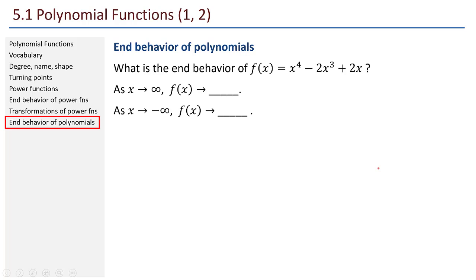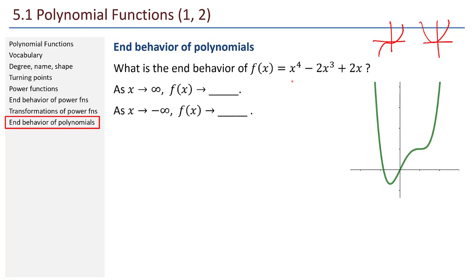Last topic is the end behavior of polynomials. We talked about the end behavior of power functions, like does the function go down to infinity or up to infinity? Does it go up on both sides? But now let's think about polynomials in general. What is the end behavior of this guy, x to the 4 minus 2x cubed plus 2x? If I make x get really, really big, does this value get really, really big or really, really low negative? And if I make my x get really low negative, what is f of x? Does it increase higher and higher, or does it get lower and lower? Here's the picture.